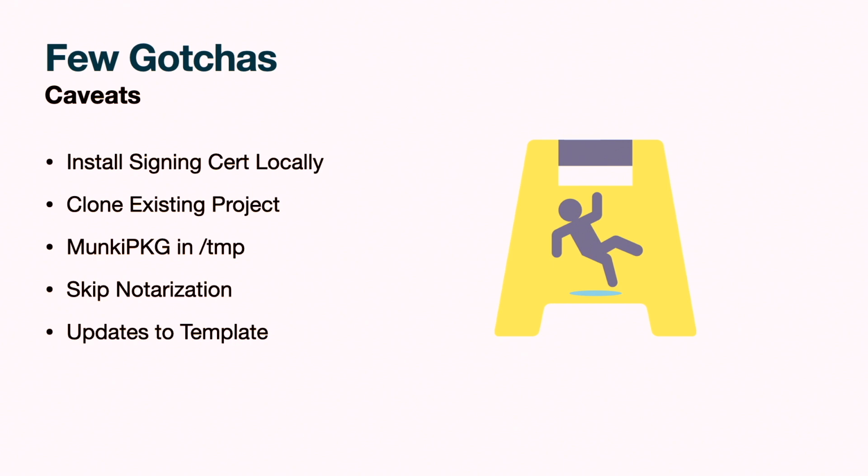There's a few gotchas and caveats, but not really. You've got to install the signing cert locally on your computer because when that BOM file is created by the pre-commit script, it will need to be there. When you clone an existing project, say you need to do a major overhaul, all of those dependencies won't be installed. So there's an install dependencies script that you can just run from the template, and that will install the pre-commit hook and make sure that everything can run properly.